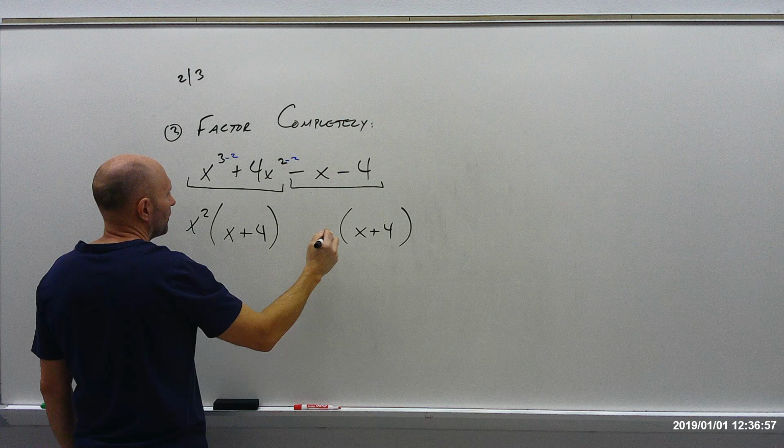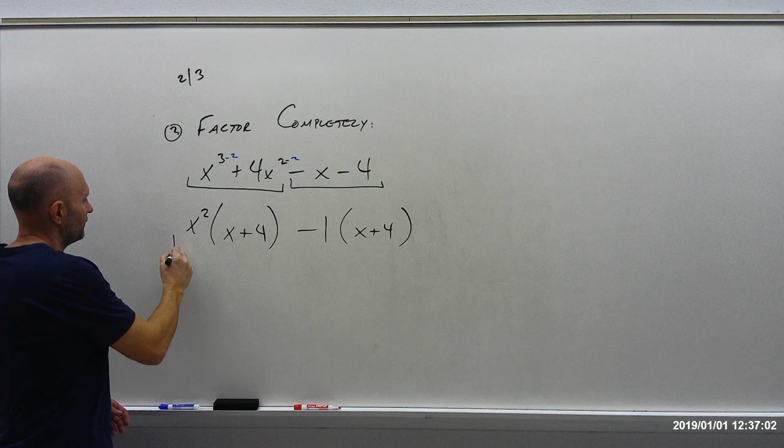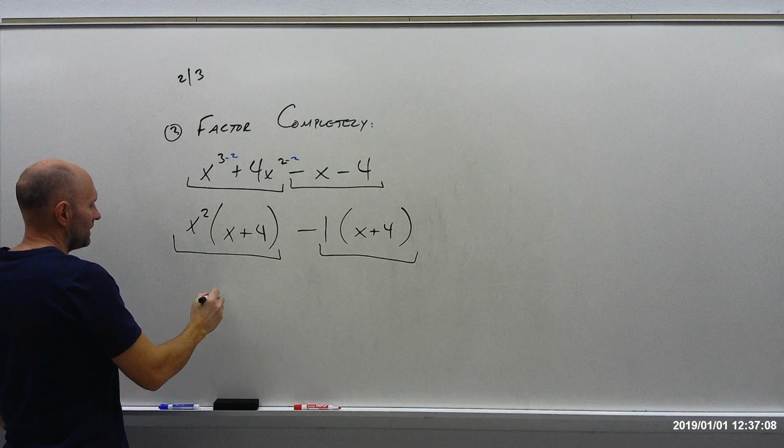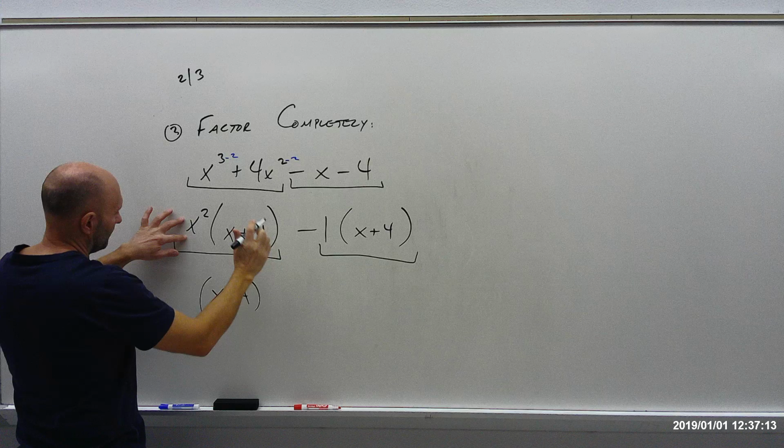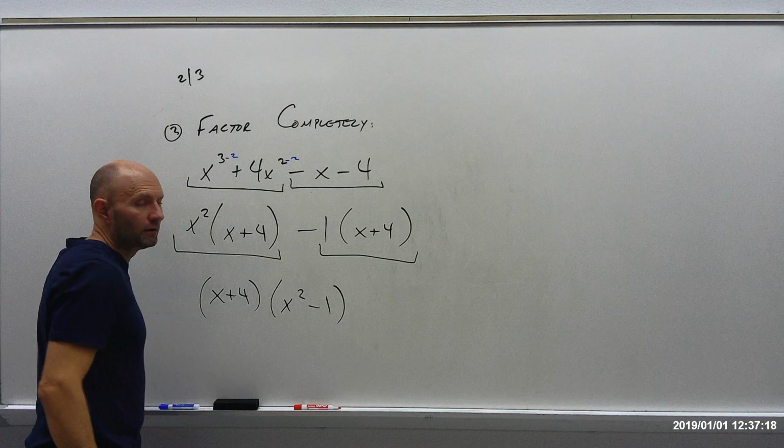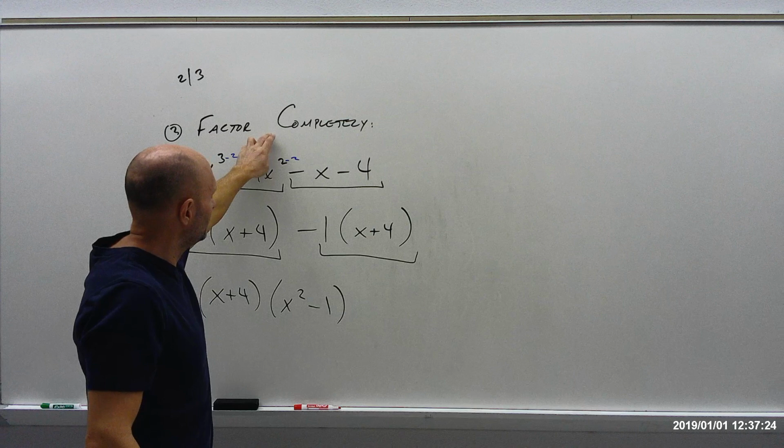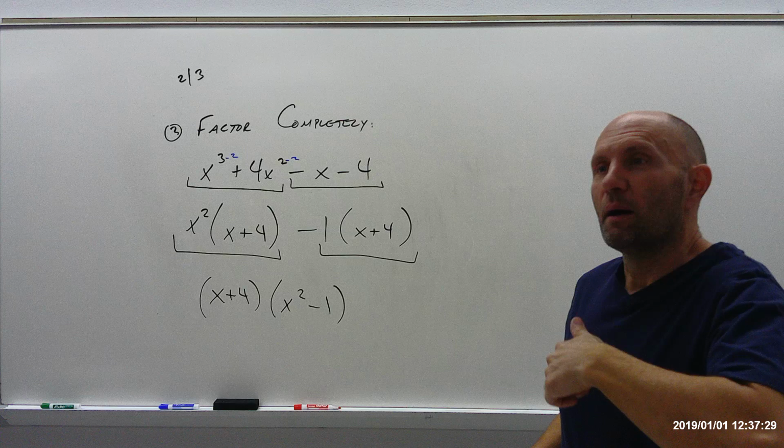So now I have this term minus this term. So what am I factoring out of here? The common term is x plus 4. And what am I left with? Well, when I take this out, I'm left with x squared. And when I take this out, I'm left with minus 1. Am I done? No, I'm not. Why? Because it says factor completely. And when I see two terms with a squared in it and a minus sign, my first thought there should be difference of squares.